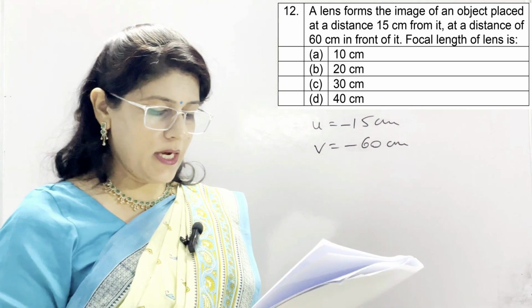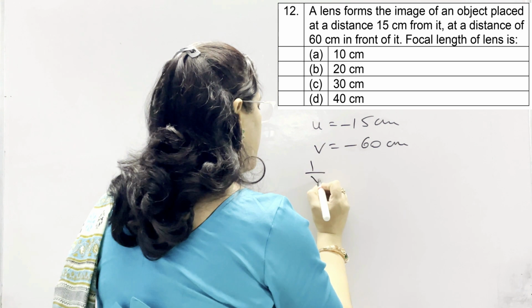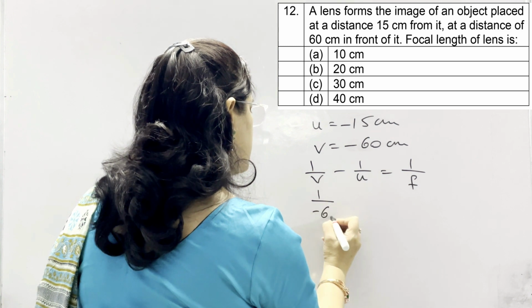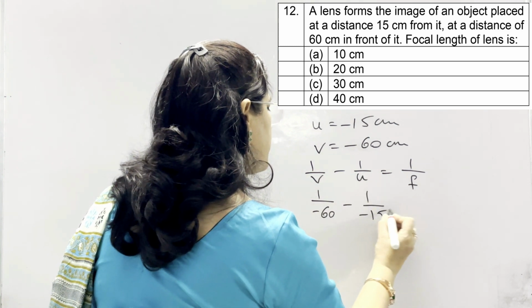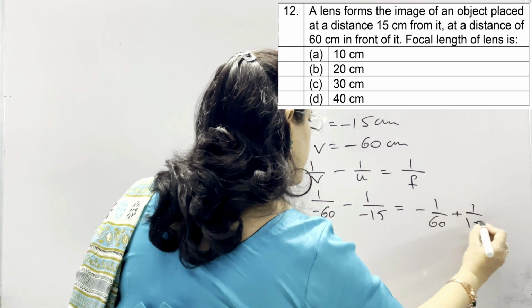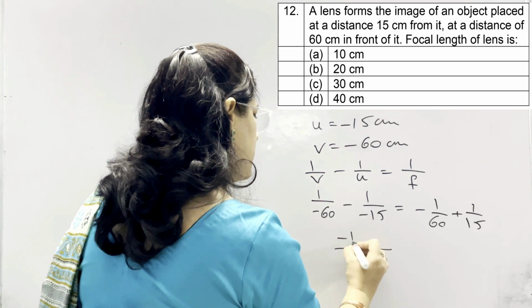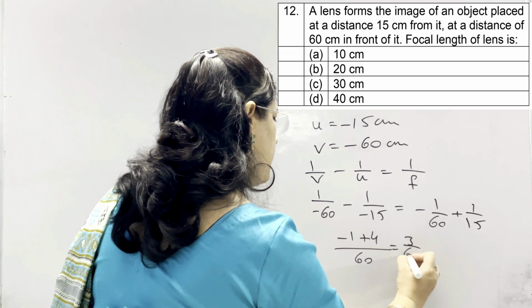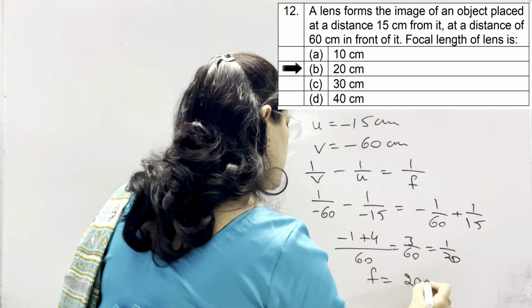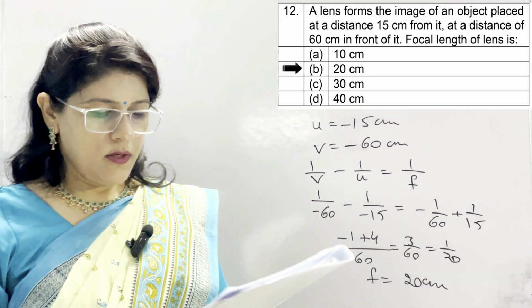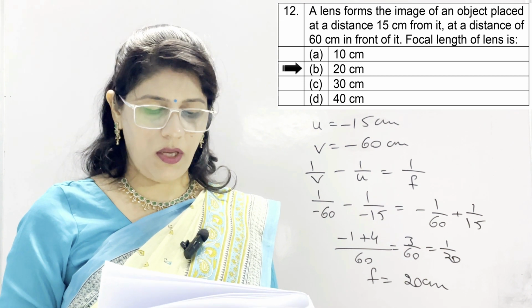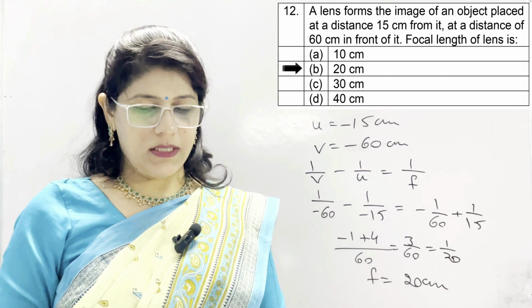Now the focal length of the lens is, we know the formula 1 by V minus 1 by U is equal to 1 by F. 1 by V is 1 by minus 60 minus 1 by U is minus 15 is equal to, it means minus 1 by 60 plus 1 by 15. LCM is 60, minus 1, 15, 4 to 60, 3 upon 60, 1 upon 20. So it means focal length is equal to 20 centimeter. So the options given are A 10 centimeter, B 20 centimeter, C 30 and D 40, and the correct option is B, which is 20 centimeter.